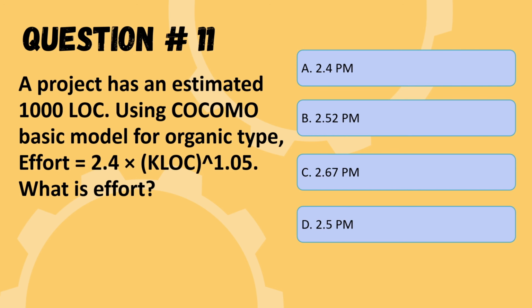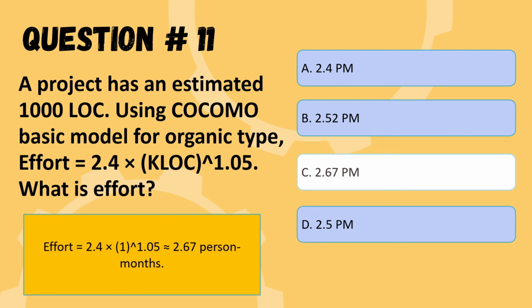Next question is, a project has an estimate of 1000 LOC using COCOMO model for organic type, and effort is equal to 2.4 into KLOC power 1.05. Then what is the effort? You can solve it and your answer is 2.67 person months. And you can see the calculation below also.